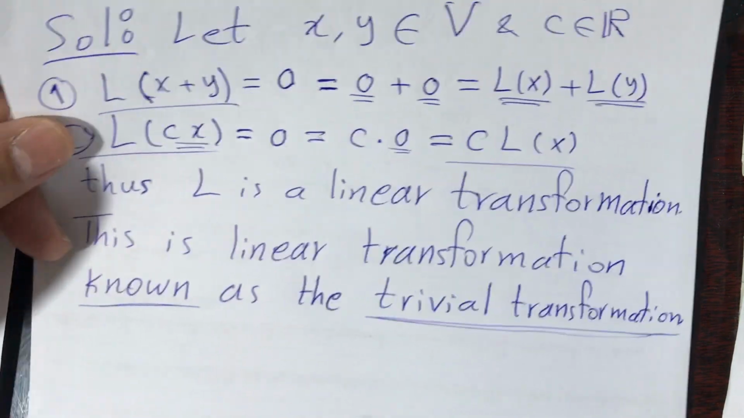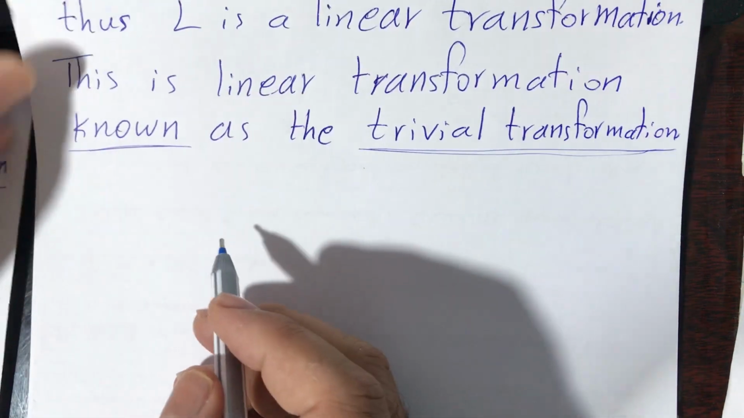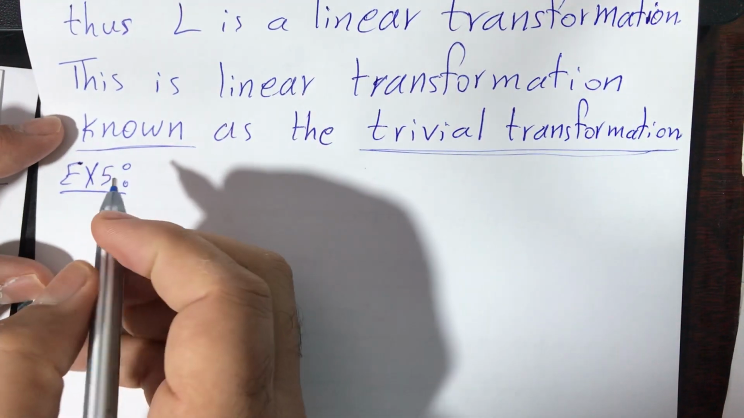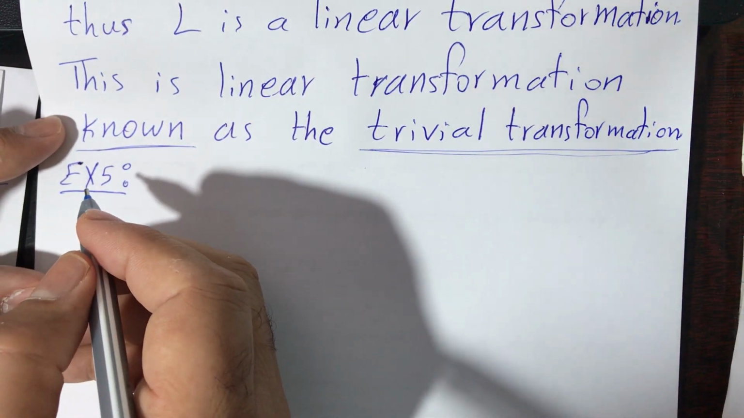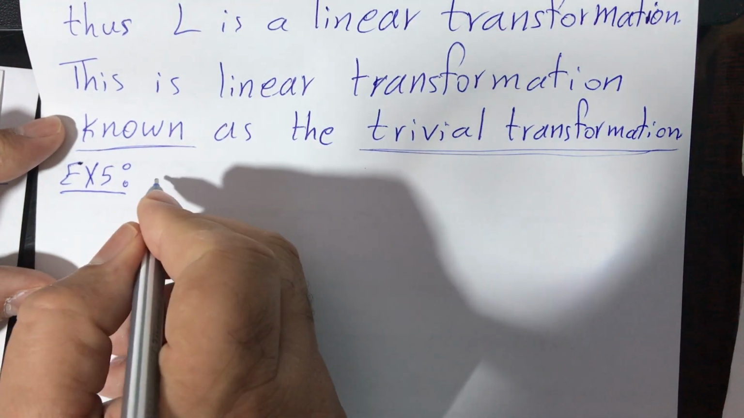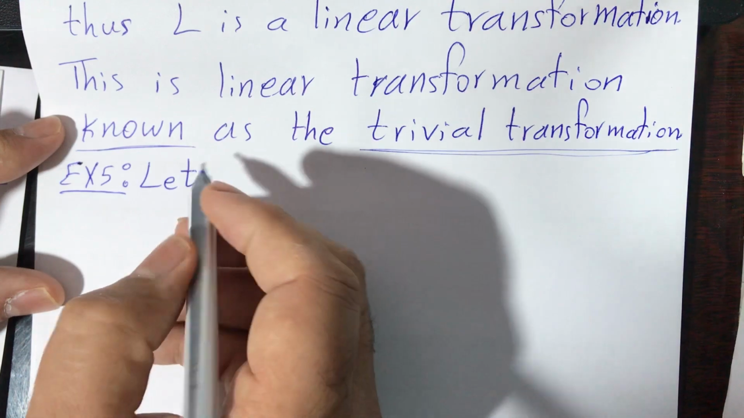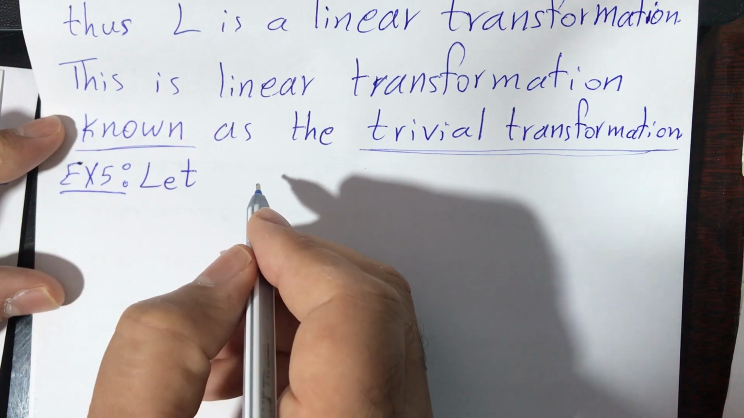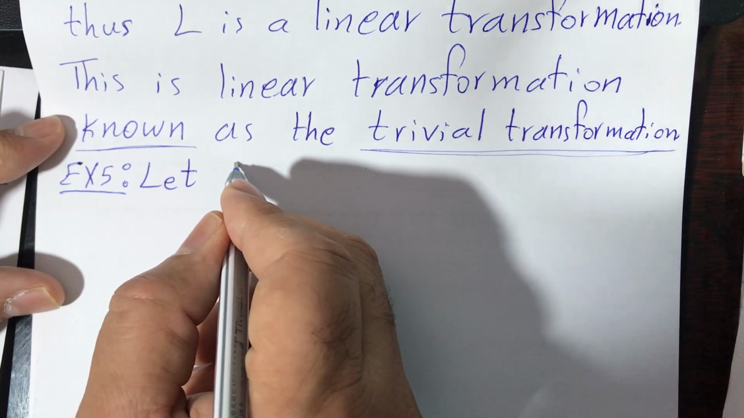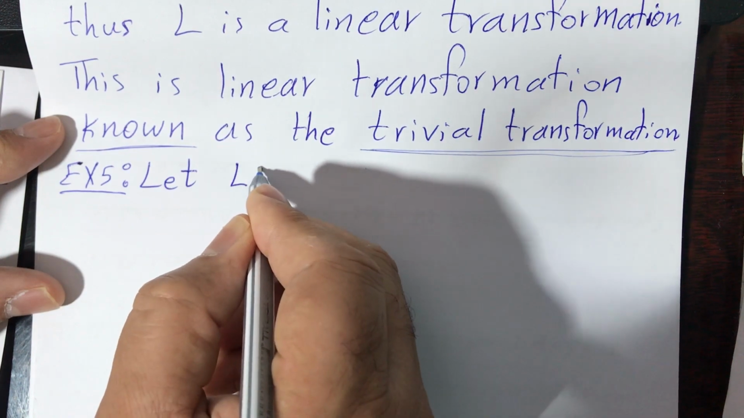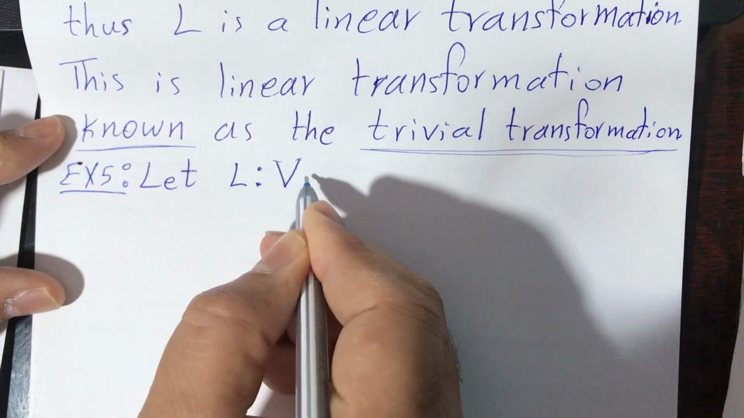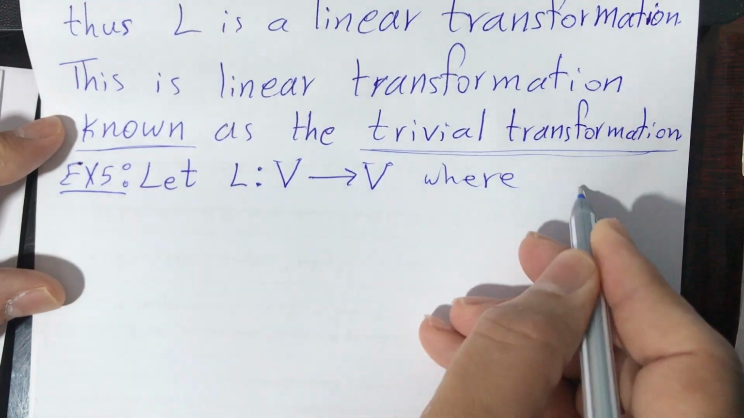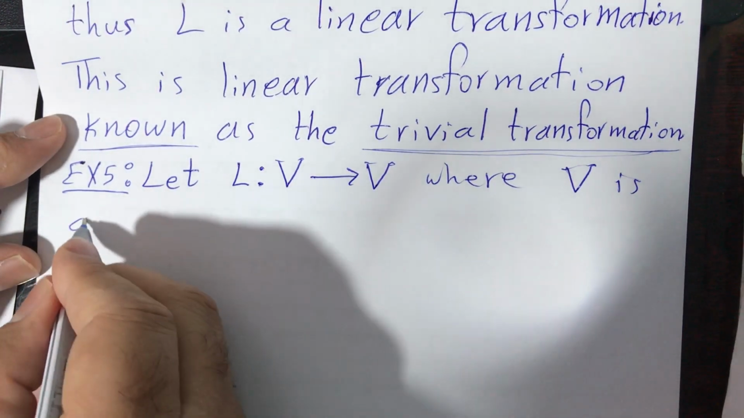And also another example, example 5. Let L be defined from V into V, where V is a vector space.